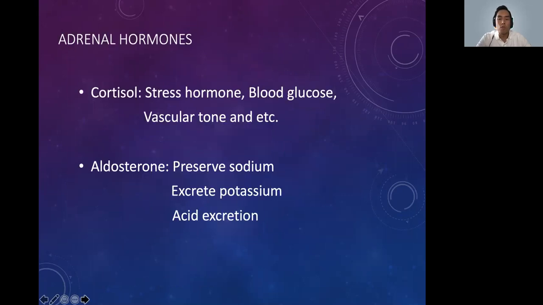So of the adrenal hormones, the 2 most important ones are cortisol and aldosterone. Cortisol itself is a stress hormone. It maintains blood sugar and vascular tone and has many other actions. For aldosterone, the main functions are to preserve sodium and excrete potassium, and also acid excretion. So the main function of aldosterone is in the kidneys.